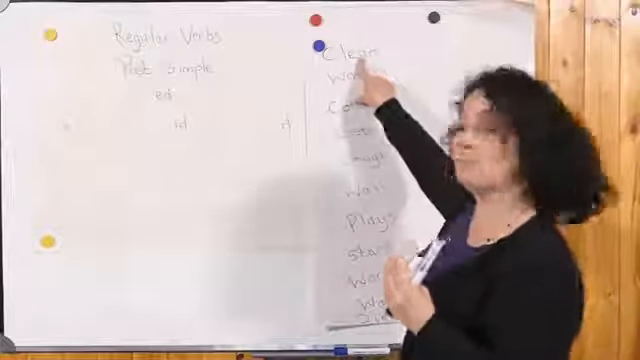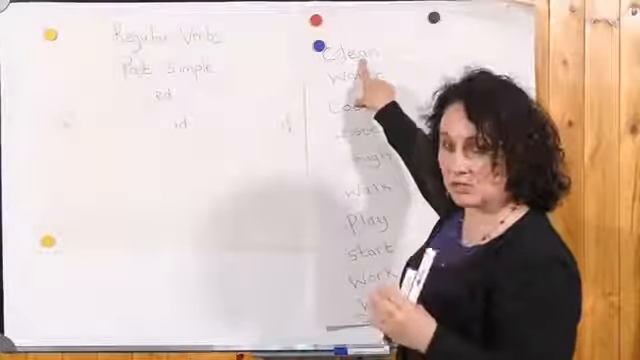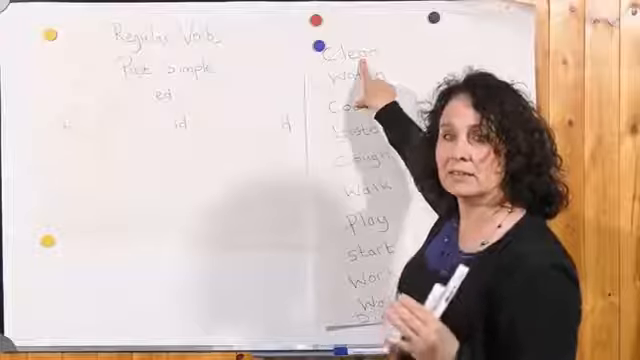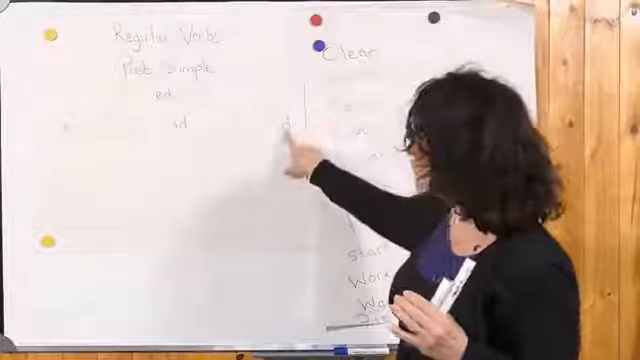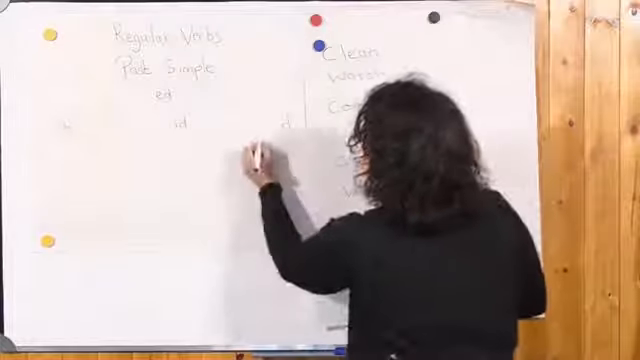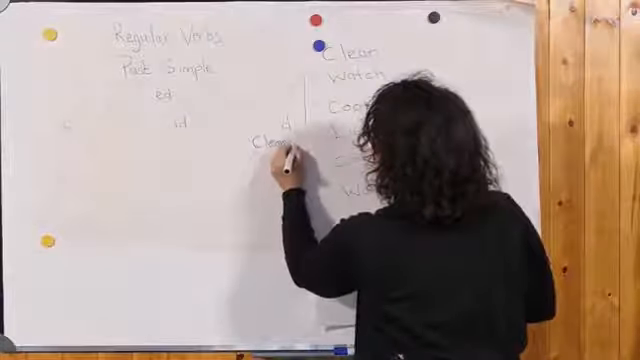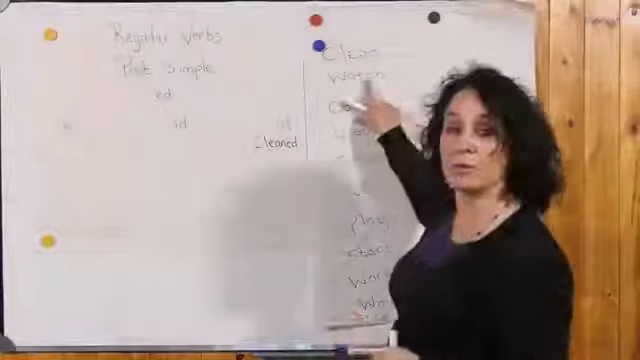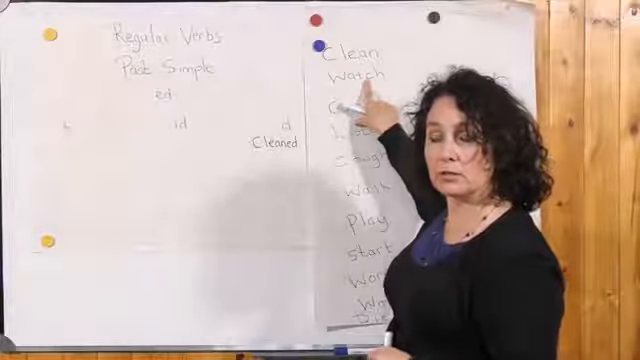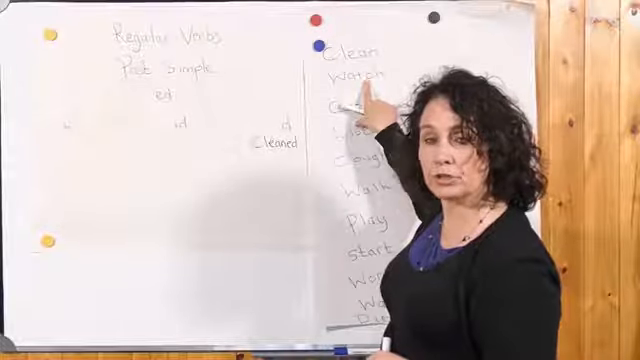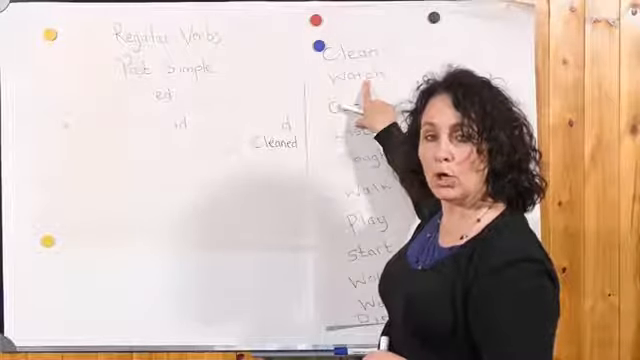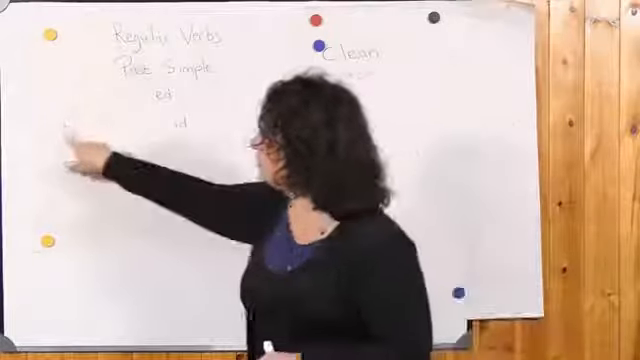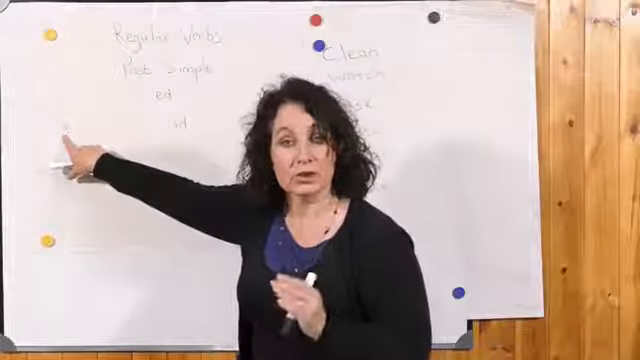So the main verb clean, past simple, cleaned, cleaned. Do you hear it? D. Yeah, so it belongs here. So let's write that verb here. Cleaned. So I could say, I cleaned my house yesterday. Okay. Now this one, watch. So I watched TV yesterday. Watched. Do you hear that? Yes. T, t. It's a t sound.